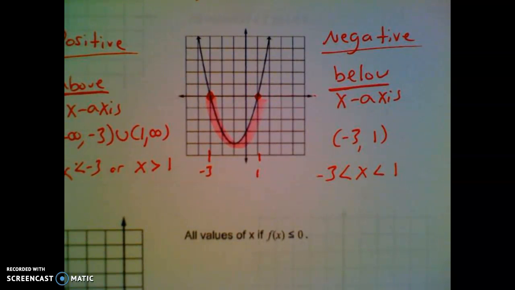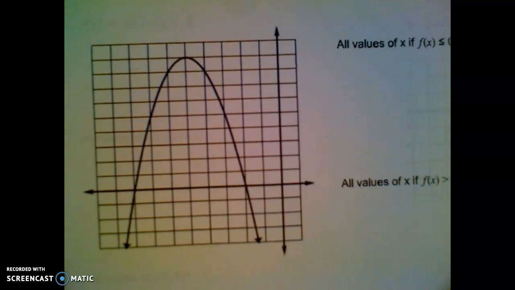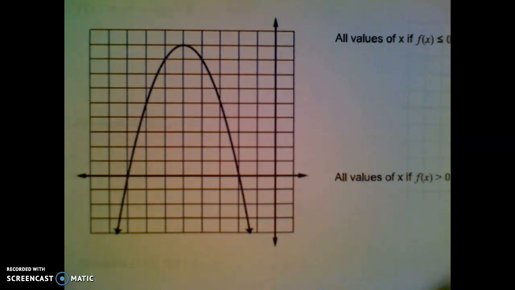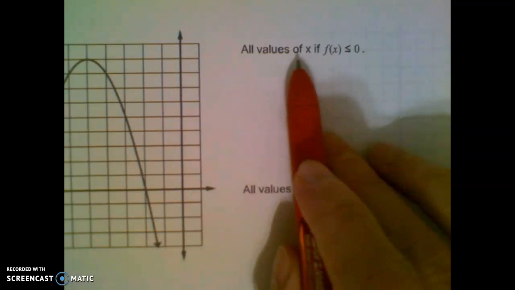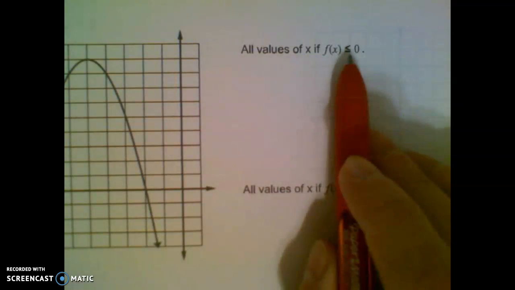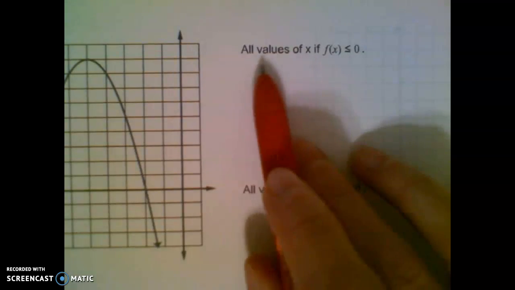Now we're just going to go ahead and use these things to answer a couple questions. All right, so this was actually a pretty big ticket item on the EOC, but obviously we're not taking the EOC, but it's still important to learn. So we're going to give you a graph, and I just want to know all the values of x if f of x is less than or equal to 0. What does that even mean?